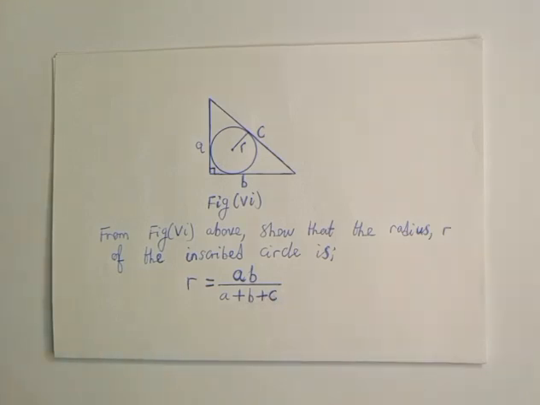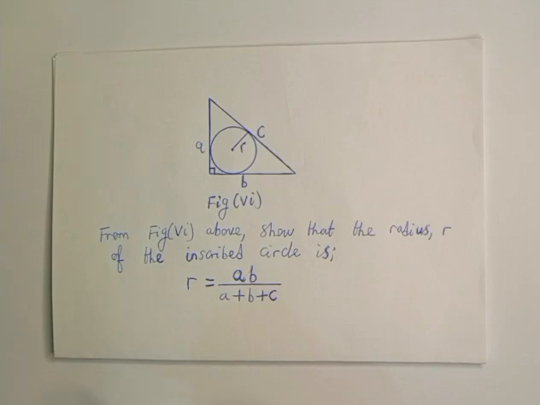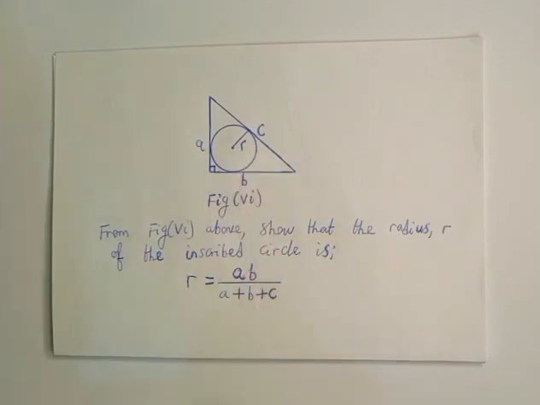We are to show that the radius is equal to the product of these two sides of the triangle divided by the sum of the three sides of the triangle. For us to show this, first we are going to start by splitting the triangle into three triangles as such.